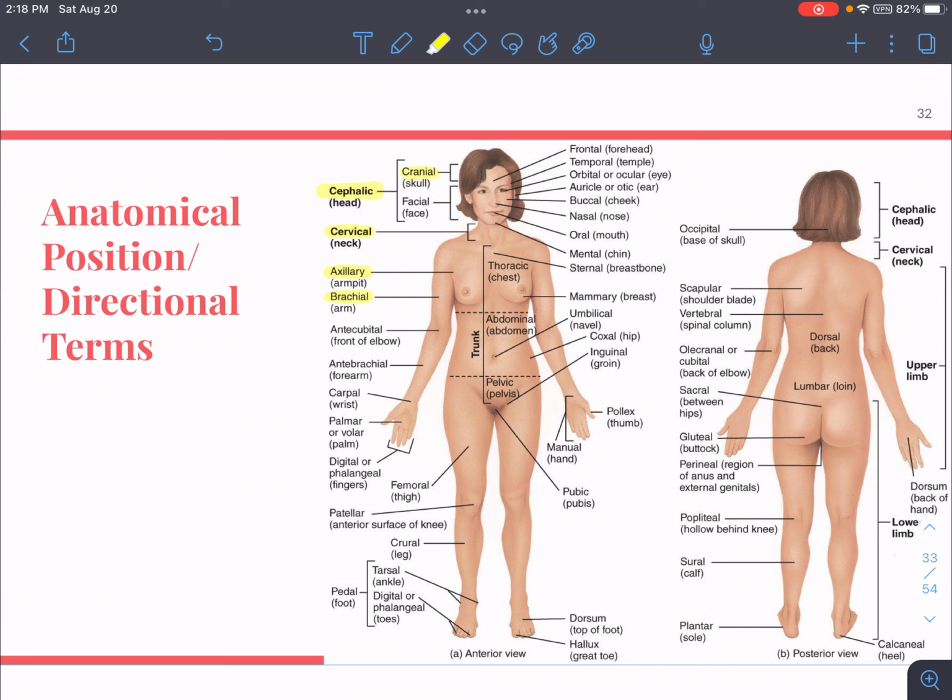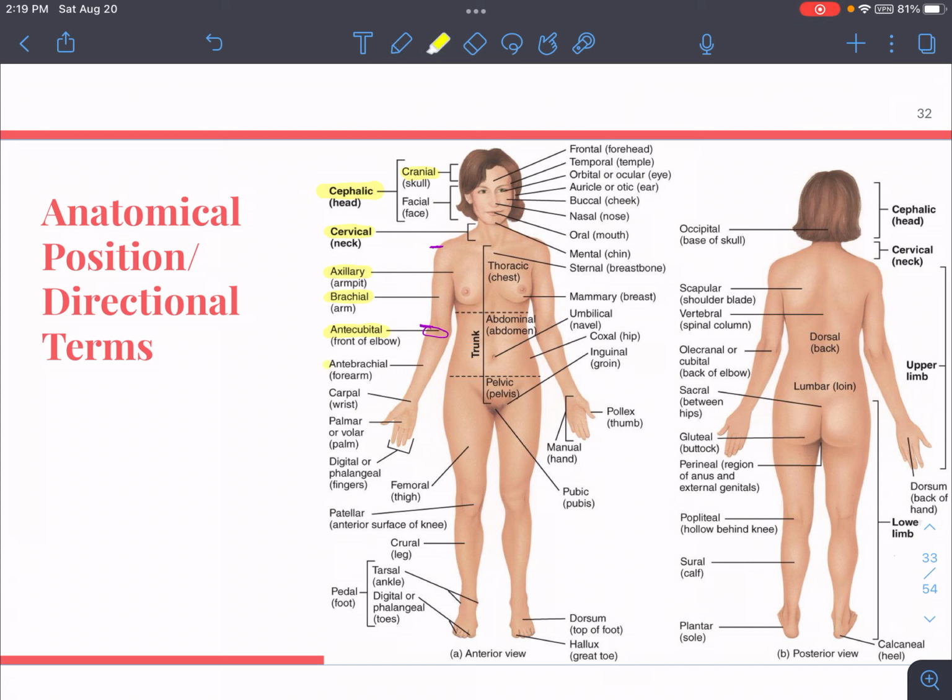Brachial. Brachial is for your arm, but it's only from your shoulder to your elbow. That is considered your brachium. We have antecubital. That is the front part of the elbow. When you've had blood drawn, they usually draw blood from your antecubital fossa, is what that's called. That is where the best veins for drawing blood are.